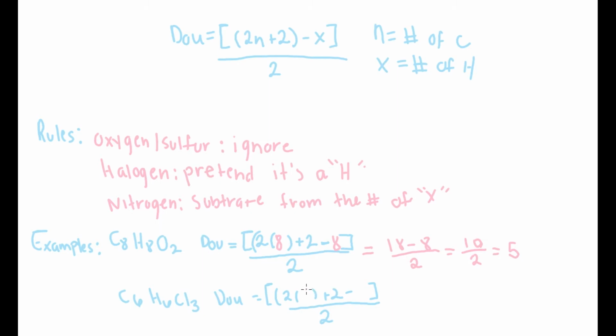For the second example, we have 6 carbons, 6 hydrogens, and we have 3 chlorines. So the chlorine is a halogen, so we're going to treat it as a hydrogen. So that means we actually have 9 hydrogens. So 6 times 2 is 12, plus 2 more is 14, minus 9 divided by 2. 14 minus 9 is 5 divided by 2, which would give us 2.5.